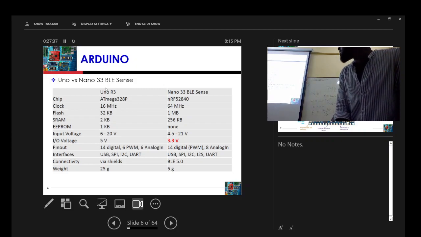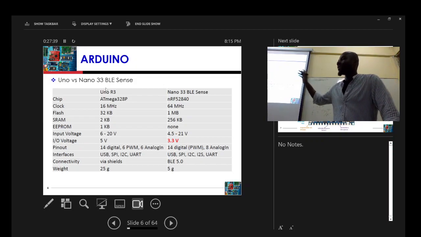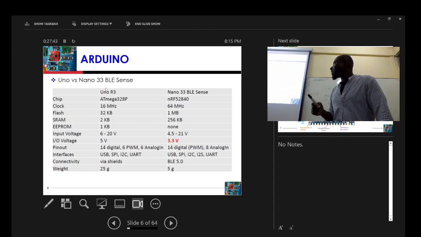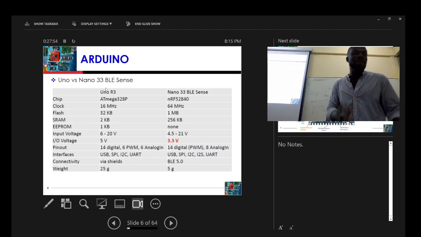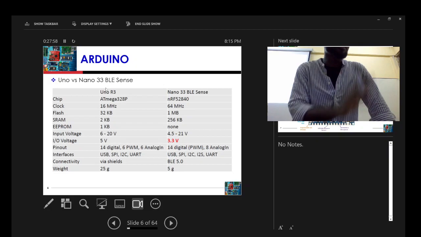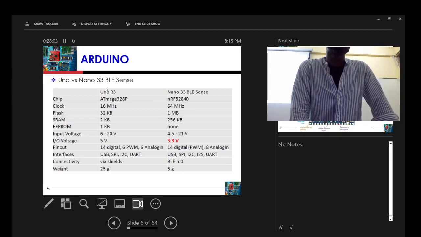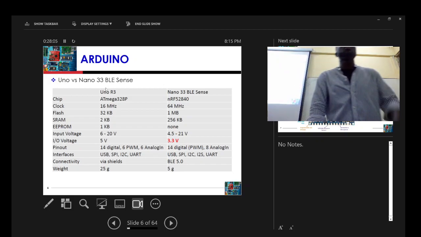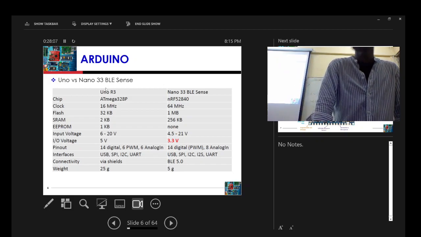Now, one important thing is the I/O voltage, the voltage that you can supply to the board. If we check the Uno, it takes 5 volts, but the Nano takes 3.3 volts. If you supply this board with 5 volts, you might end up damaging it. You just spoil it at once. So you need to be careful when supplying power to this board, right? Understood?